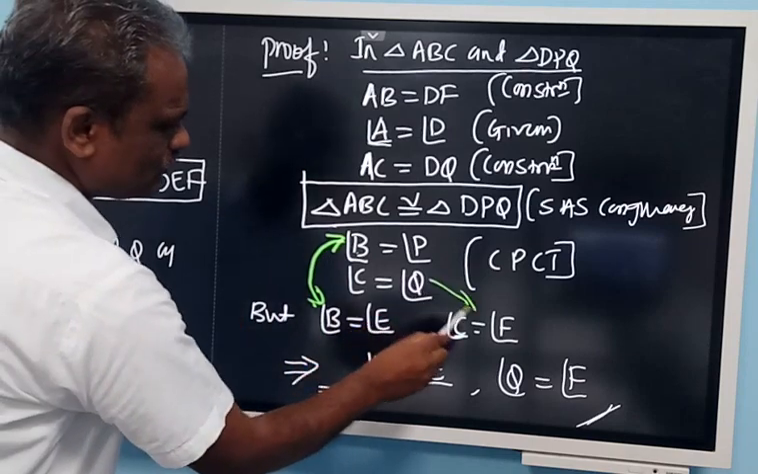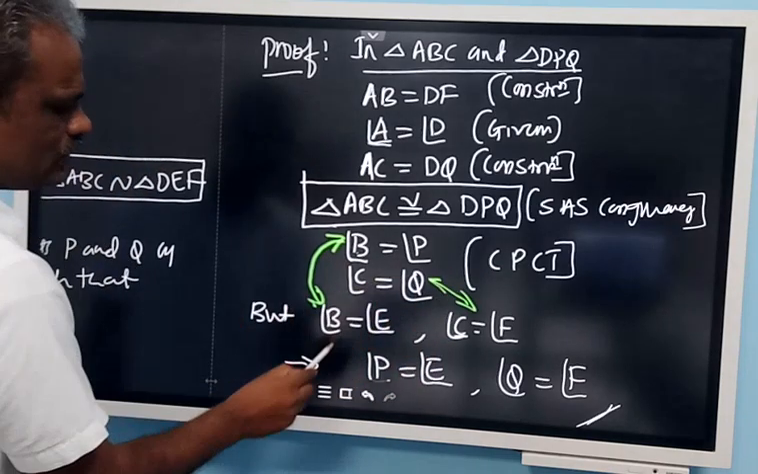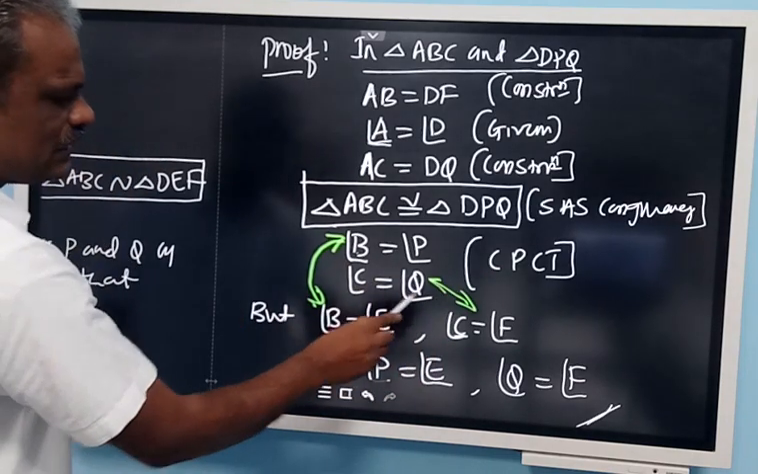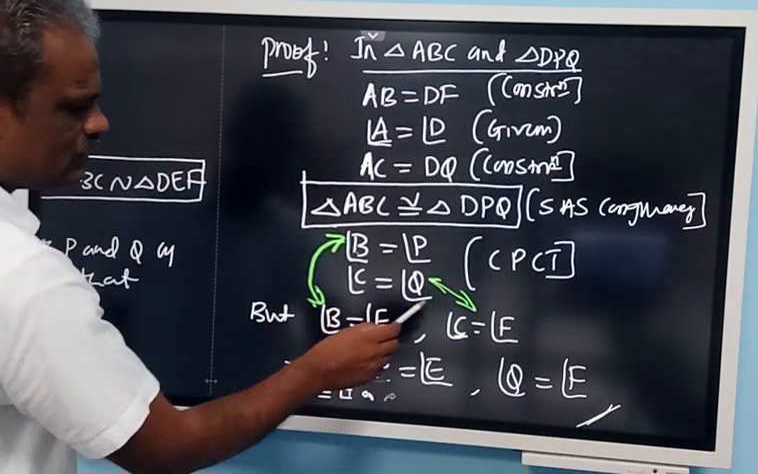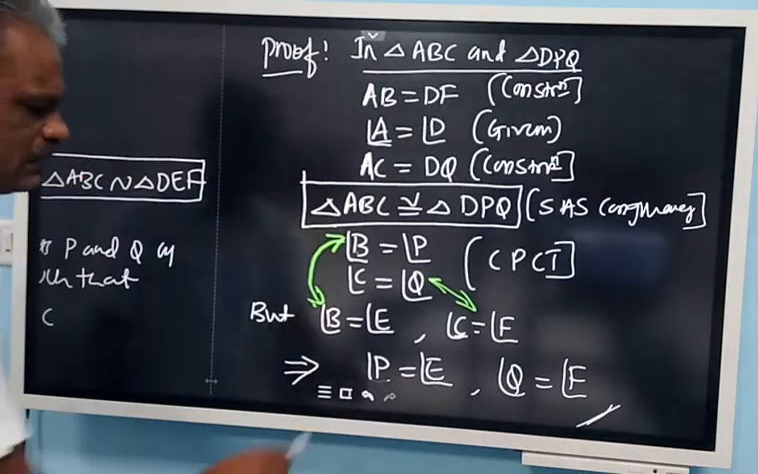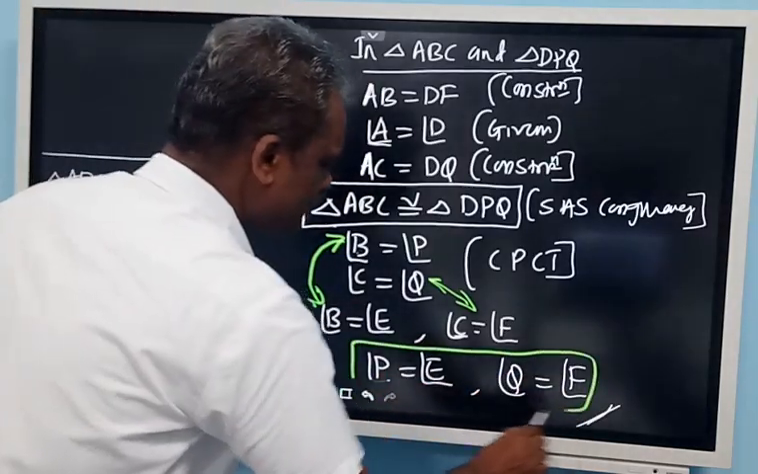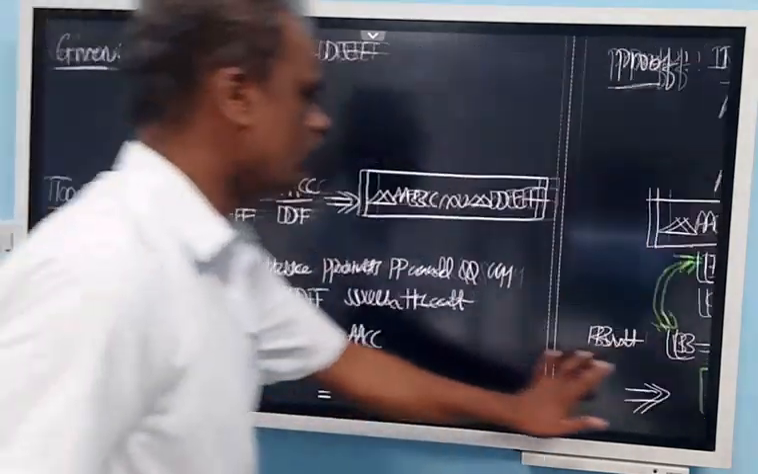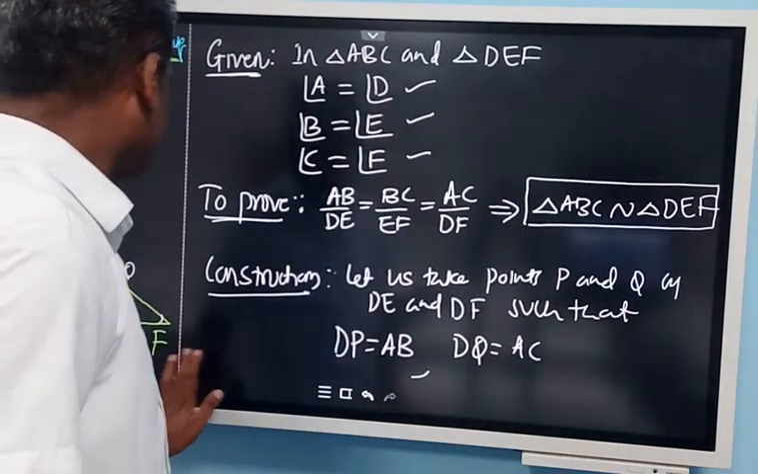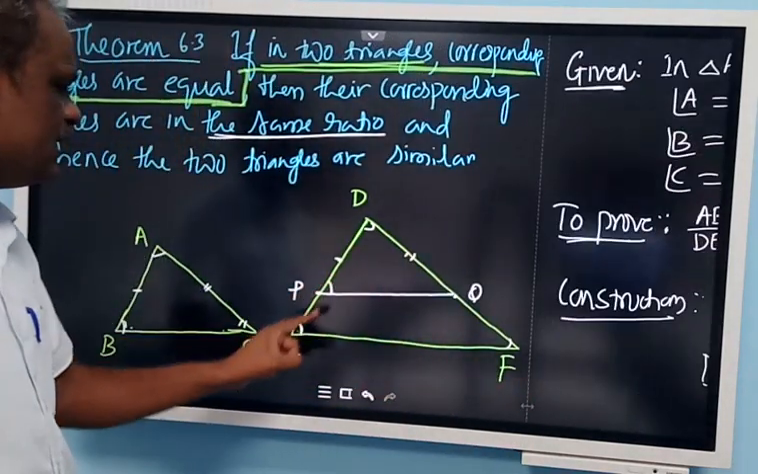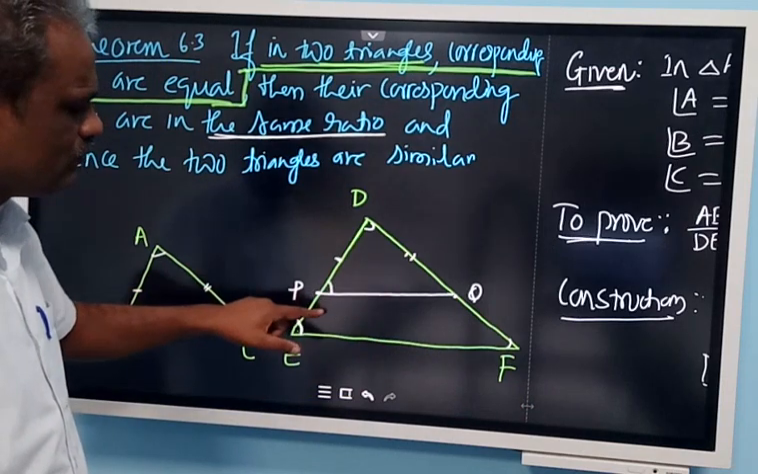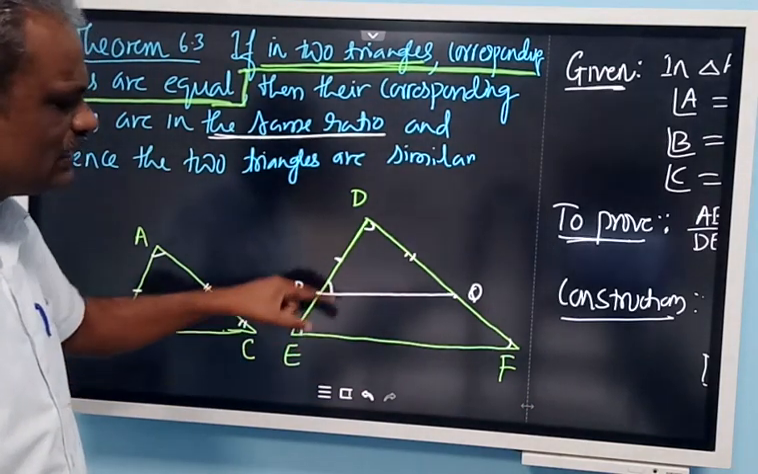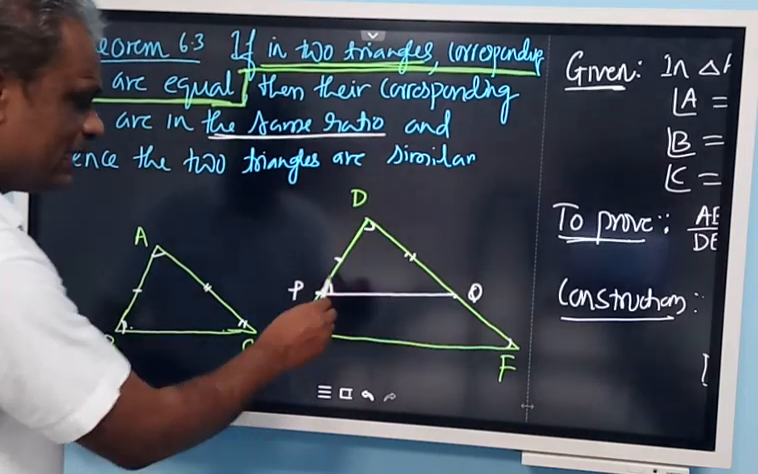Okay, B is equal to P, B is equal to E. C is equal to Q, C is equal to F. Therefore, we can write P is equal to E, Q is equal to F. This is a conclusion. And now look at the diagram. Once again, you go back to the diagram. P is equal to E we got. Look at the diagram, what type of angles are these two? Here is the line and these are the two lines. Corresponding angles.